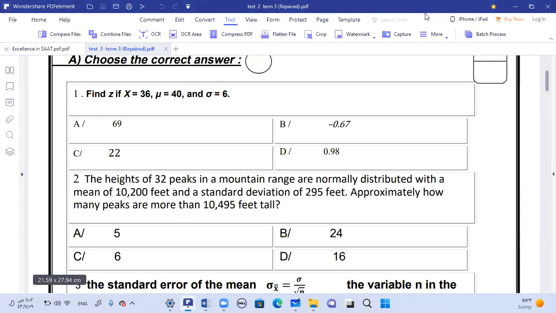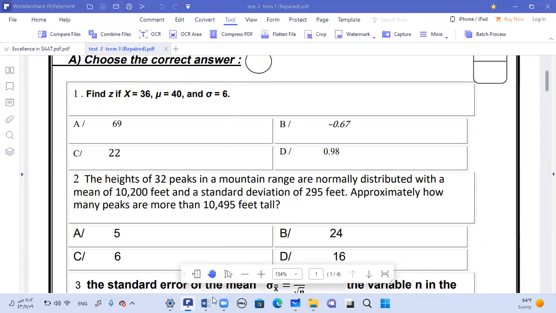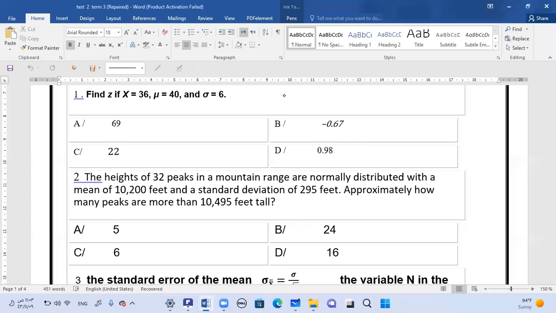In the final, inshallah, how can you find Z? For the Z test, we should remember the formula: Z equals x minus mu over sigma. It's very easy.